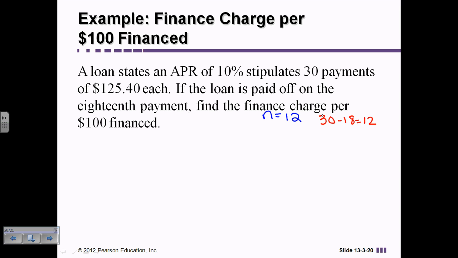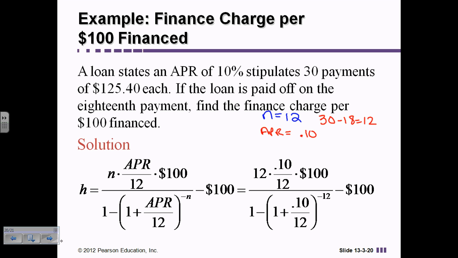Again, what they're looking at is how many payments are remaining. We made 18 payments. There were 12 remaining, so that's what N represents. How many equal payments are remaining? The other value that we need is the APR, and the APR was given to us as 10%, or 0.10.